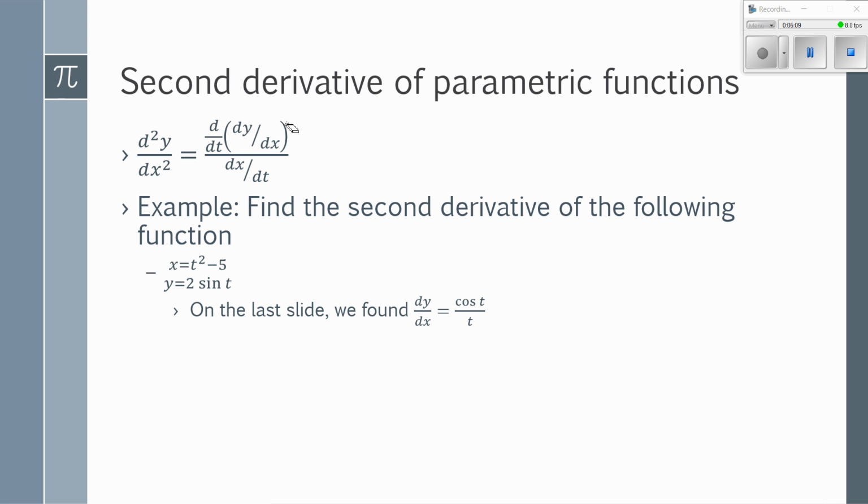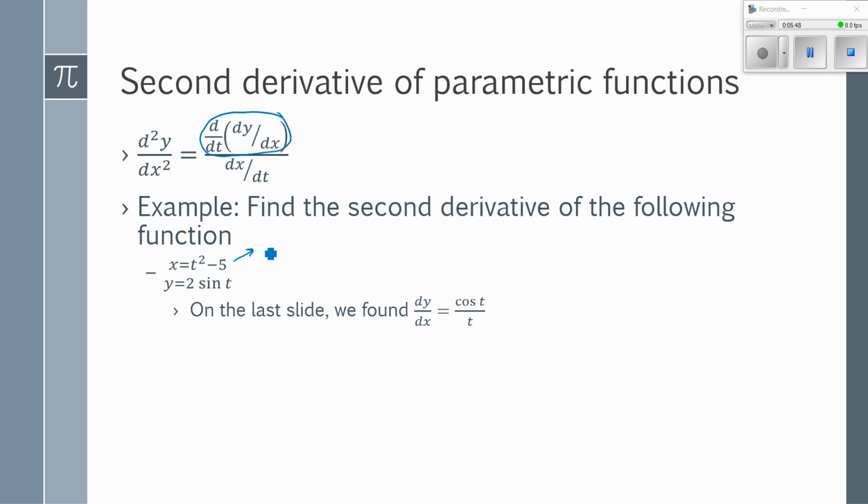The second derivative is the derivative of dy dx, but because dy dx is written in terms of t, if I just take its derivative, what I'm actually doing is this, where I'm taking the derivative of y with respect to x with respect to t. And I don't want it to be with respect to x with respect to t. I want it to be with respect to x twice. And so after we take the derivative of dy dx, we then need to divide by dx dt again to cancel out those dt's. So in our last example, we had found dy dx is cosine of t over t.